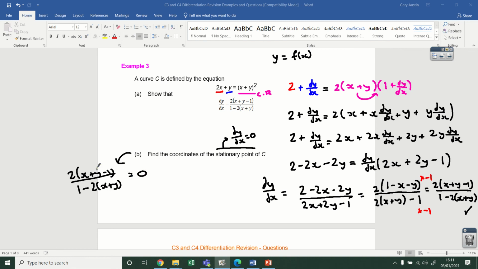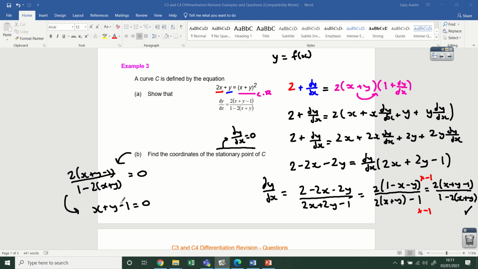Now, because I've got this fraction equaling 0, the only time that happens is when the numerator becomes 0. So I can now exclude the bottom bit, just focus on the top. So actually, I can take away the 2 as well, can't I? I can divide by 2 because that's not 0. So it ends up being x plus y minus 1 equals 0. So that describes where I can find the stationary points. I've now got to use that information to work out some coordinates.